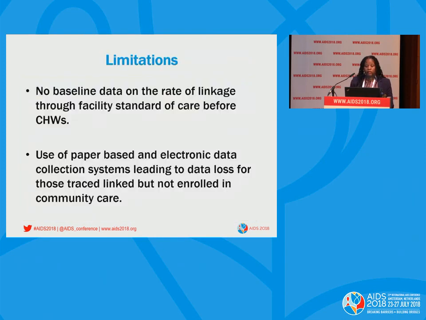There are limitations in this data that we have shared with you overall in terms of what we found. There was no baseline data available on the rate of linkage through facility standard of care alone. Before the community health workers came on board, there was no baseline that existed within the facilities. And again, we used paper-based and electronic data, and sometimes when you did that, we found that with these parallel data collection systems, there would be data loss.